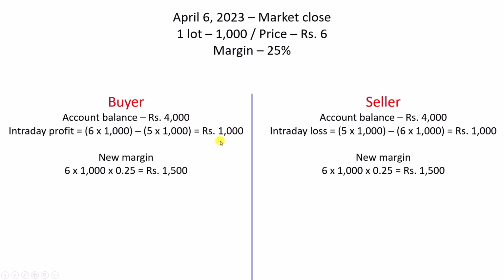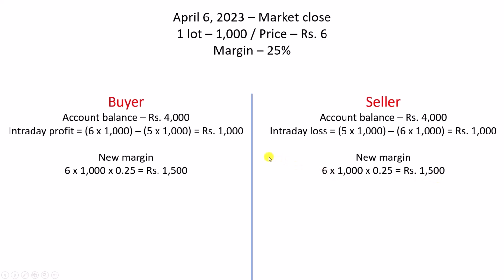Now, when I say the buyer is in profit of 1000 rupees, where will this money come from? This money comes from the margin amount of the seller. When we say the buyer is in profit, from where do we give him the profit? From the seller's margin. Okay, from the seller's margin. And so the seller has to maintain this amount.